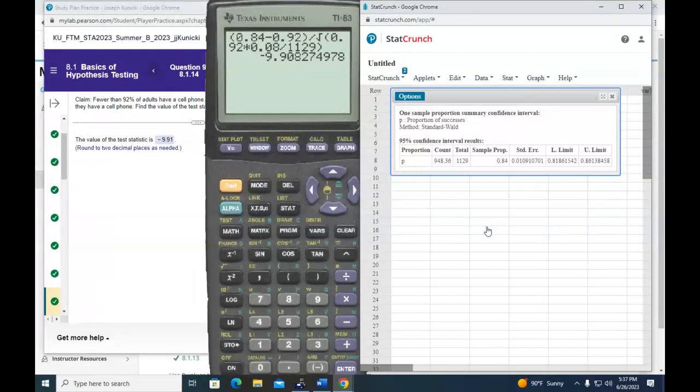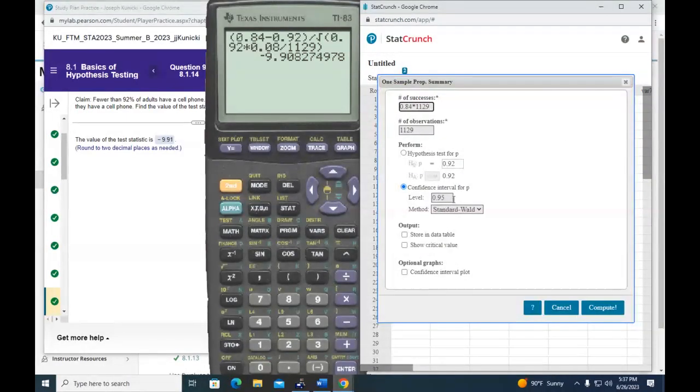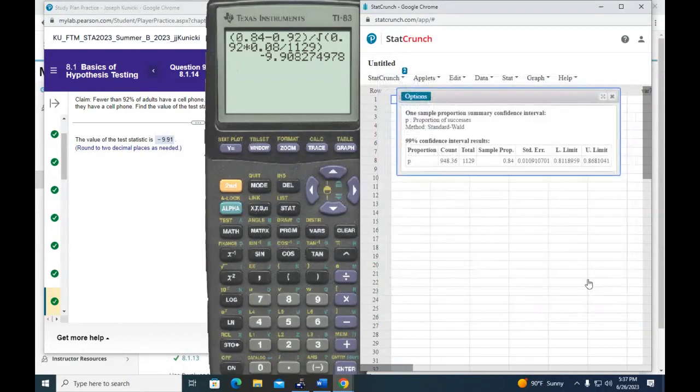So you can't change the level of alpha after you test. You can't change it and say, oh, I meant to do it, I want a bigger interval. It wouldn't matter. You could tell somebody, okay, well, go ahead, make it 99%. It won't matter because 0.92 is still not in there. See, that's how confidence intervals are related to hypothesis testing.